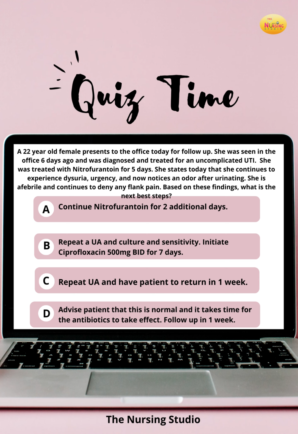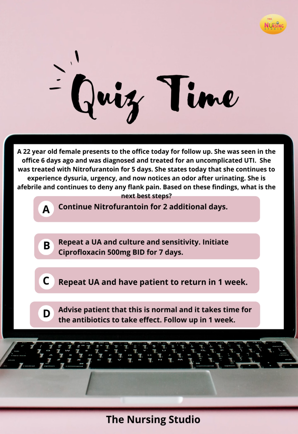So you want to repeat a UA for any changes, and do a culture and sensitivity. You still want to consider this, and you're ruling out that acute pyelonephritis, right? As well, they don't have a fever, they don't have the flank pain. You're going through all of those steps to make sure you don't need to go a different path of treatment, but they have already completed that nitrofurantoin. Let's switch to a different antibiotic drug class and see if that is more effective with them.